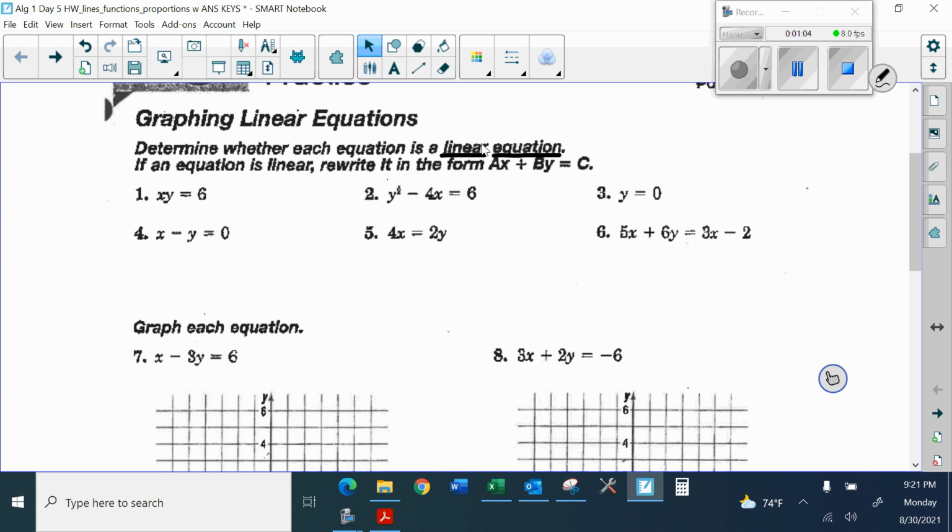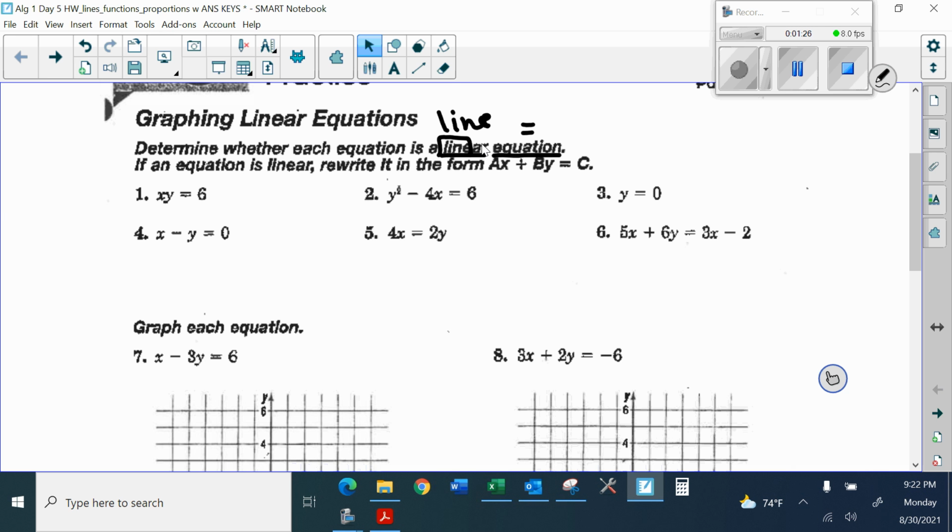So linear. Obviously, you should be able to tell from the first four letters, it means it's a line. So whenever you see linear, just think the first four letters, you got a line. Equation must have an equal sign in it. Okay, so we have to determine whether these equations will graph into a line or not.